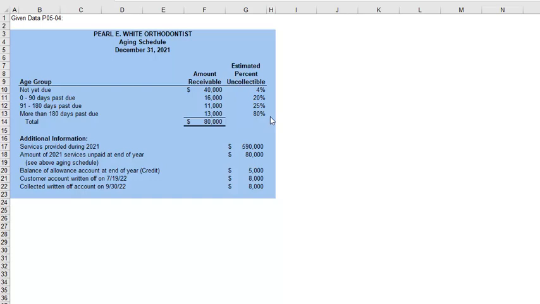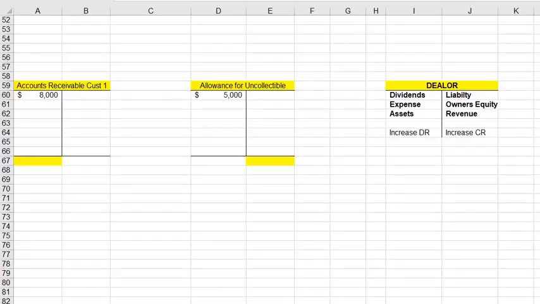All right, so let's jump into this problem here. Additional information. Services provided in 2021, that's just telling us that we have $590,000 of services. We have $80,000 that is still unpaid at the end of the year. That's up here. And we see that we have a balance in our allowance at the end of the year with a credit balance. This is really important to determine the direction of $5,000. So let's go ahead and look at that.